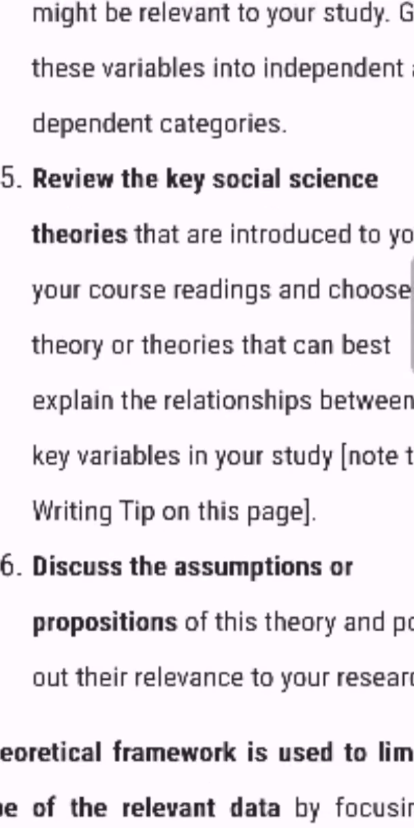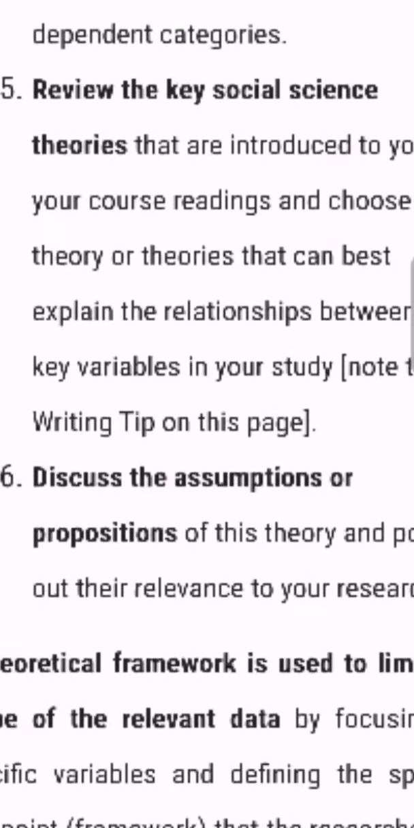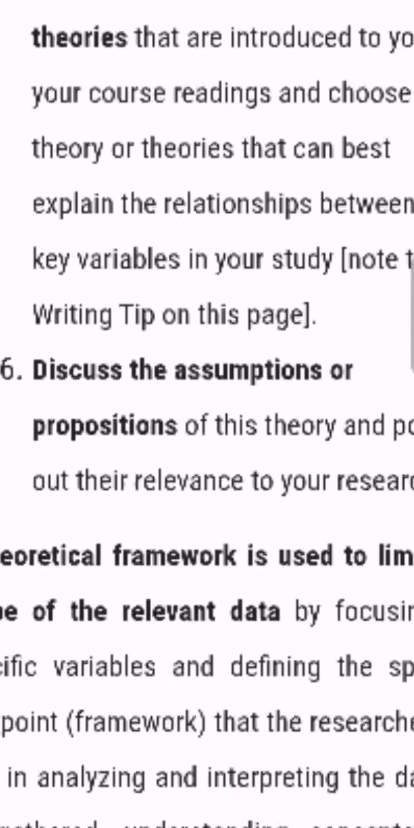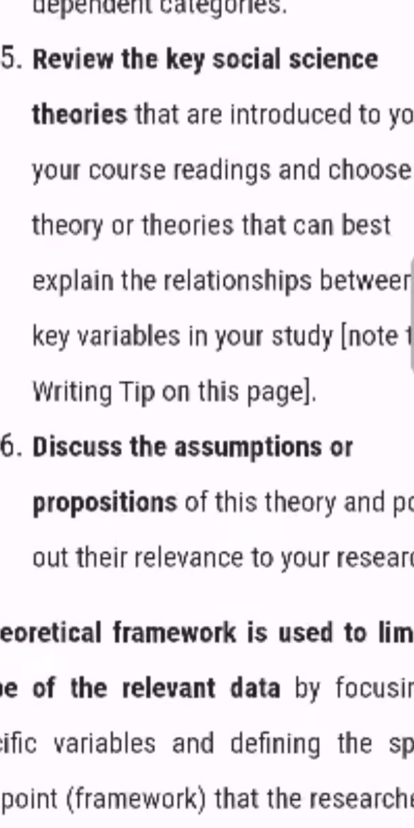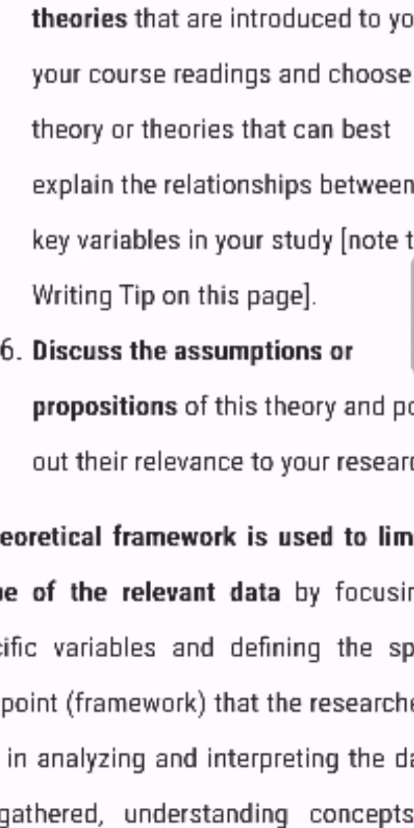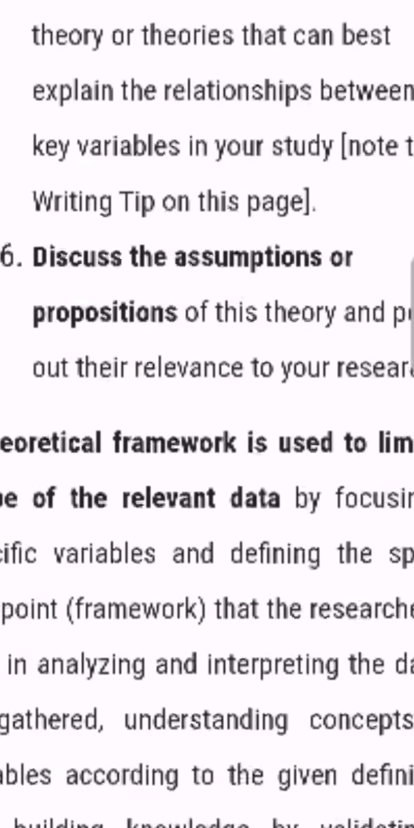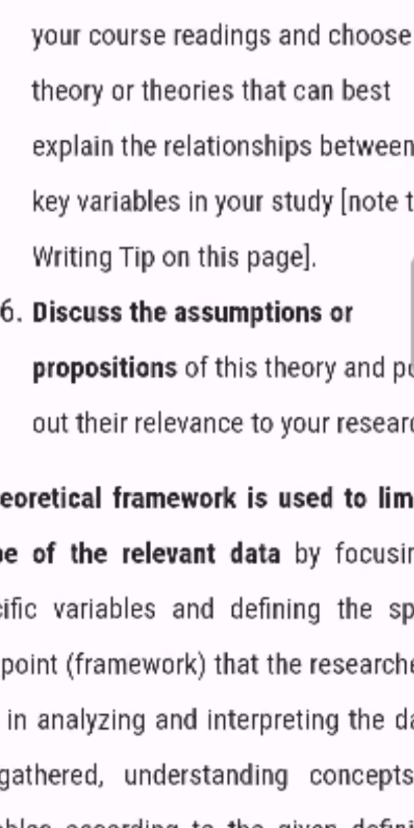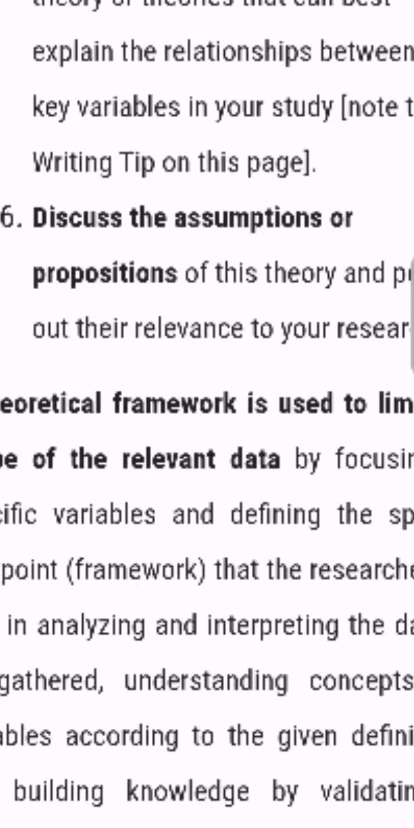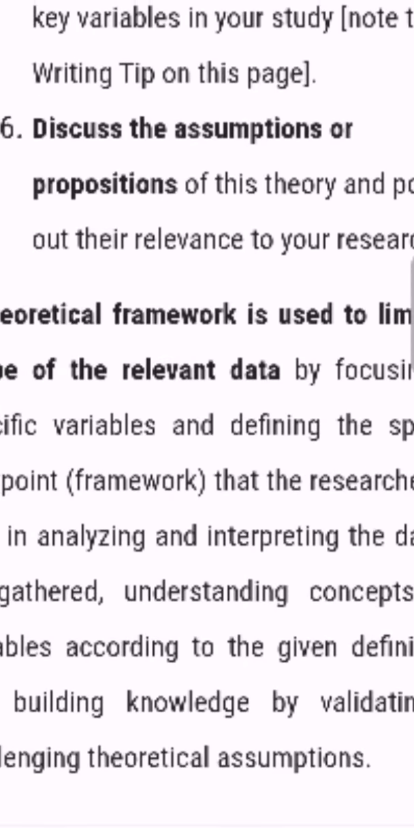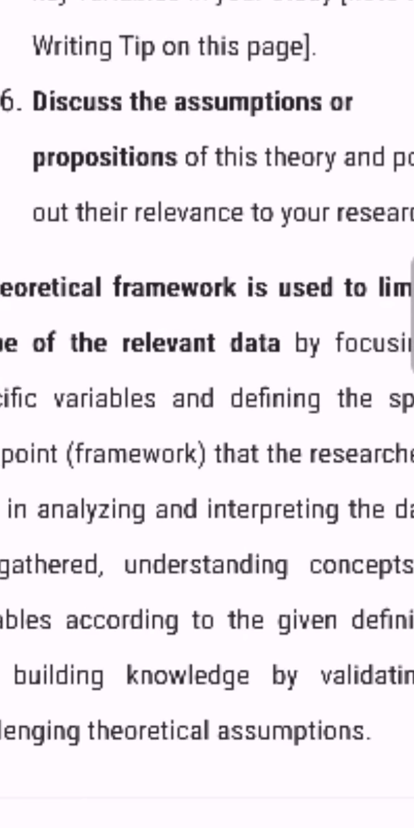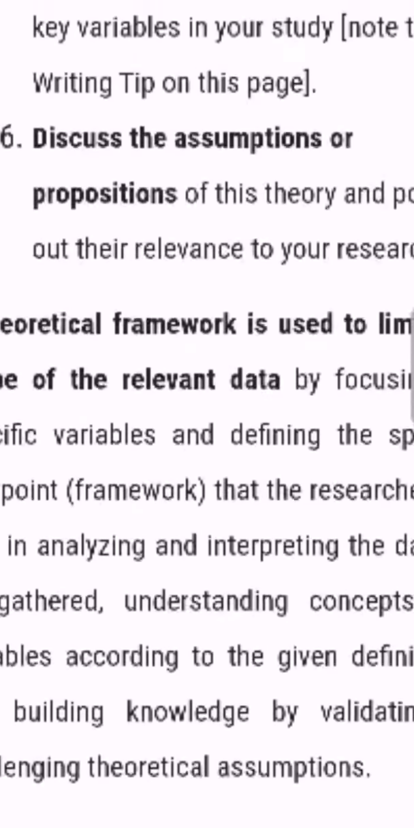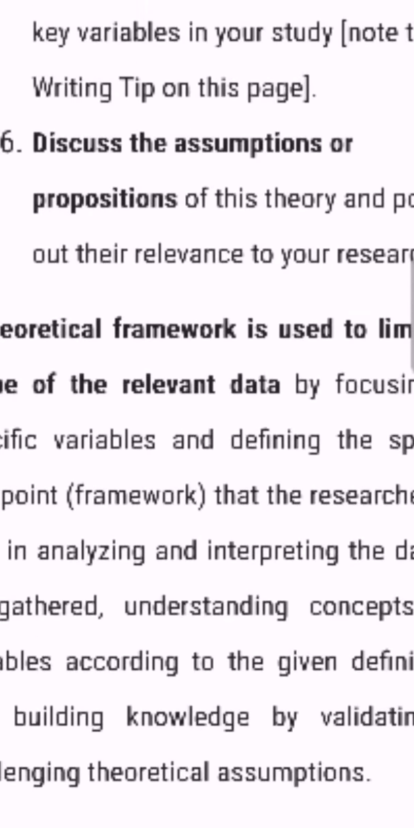Number 4, list the constructs and variables that might be relevant to your study. Group these variables into the independent and dependent categories. Number 5, review the key social science theories that are introduced to you in your course readings and select the theory or theories that can best explain the relationship between the key variables in your study. Note the writing tip on this page.